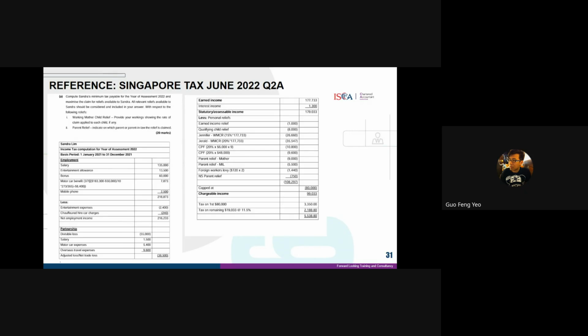As you can see, for both Jennifer and Gerald, they will qualify for the Working Mother Child Relief, as they do not derive income of more than 4,000. So she would then get the relevant percentage computed. It is required to be disclosed as part of the question. In addition, parent relief for mother and mother-in-law are also separately disclosed. One thing to note is that Sandra's father was not included, as he derived investment income exceeding the threshold.